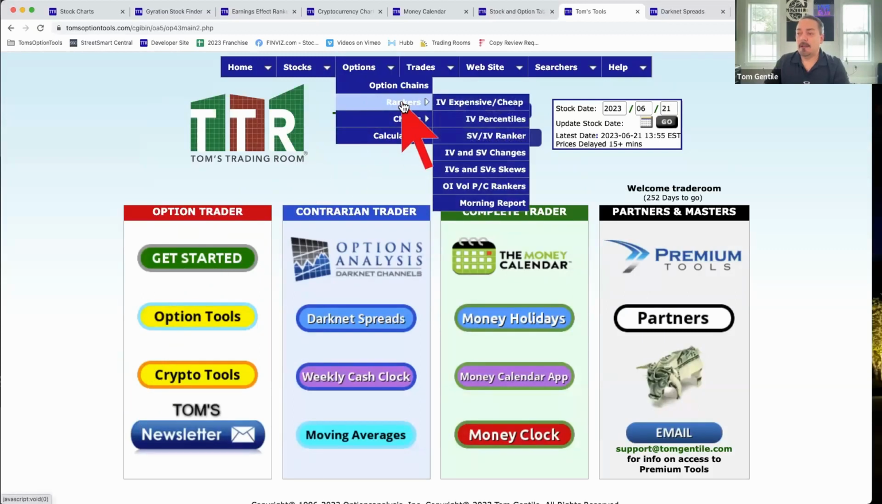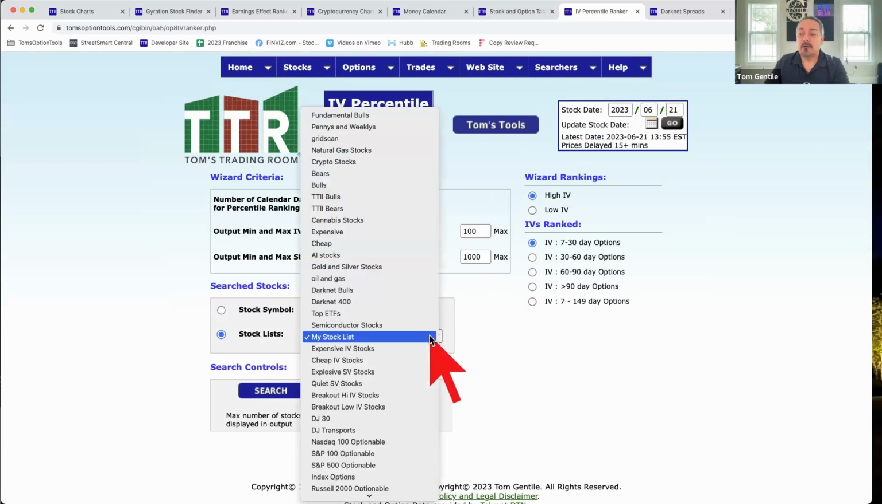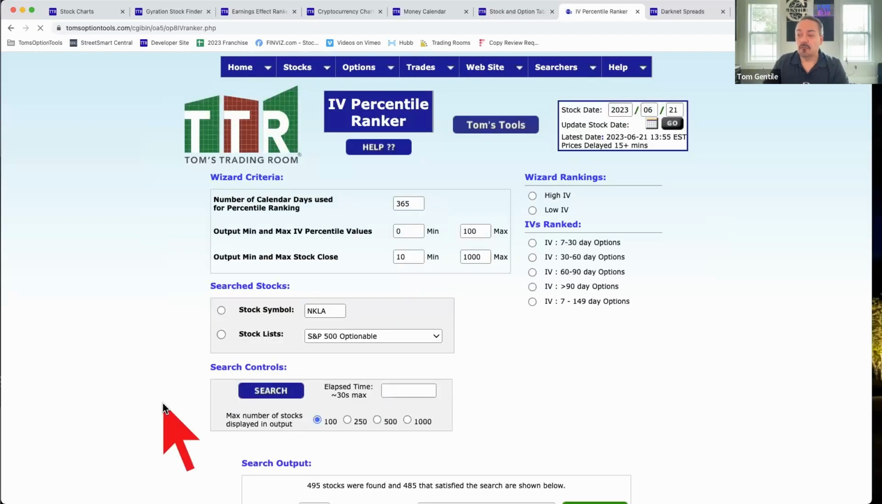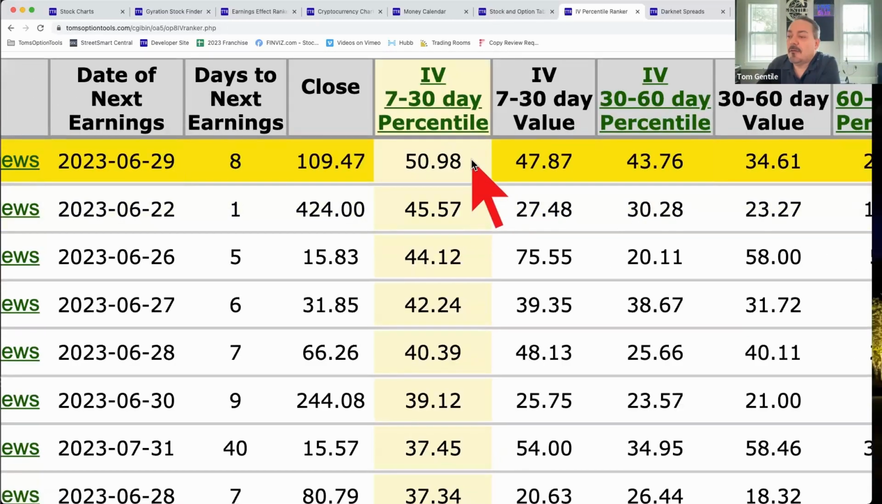We can look at IV percentiles. This is one way to get an idea of, let's take a look at the S&P 500, which stocks of the S&P 500 have the highest implied volatility right now? Which ones have the lowest? And right now I'm looking at 1 year. So Nike right now is showing the highest short term. This is the 7 to 30 day IV percentile.